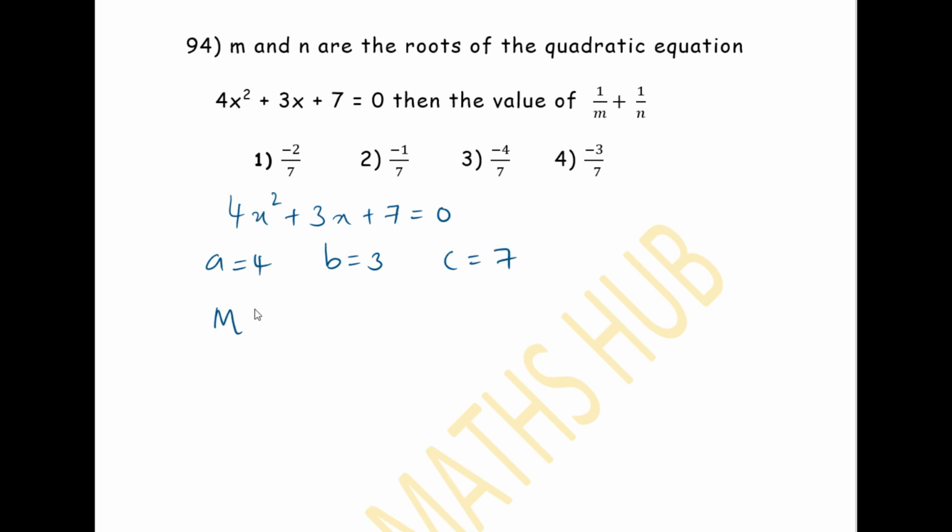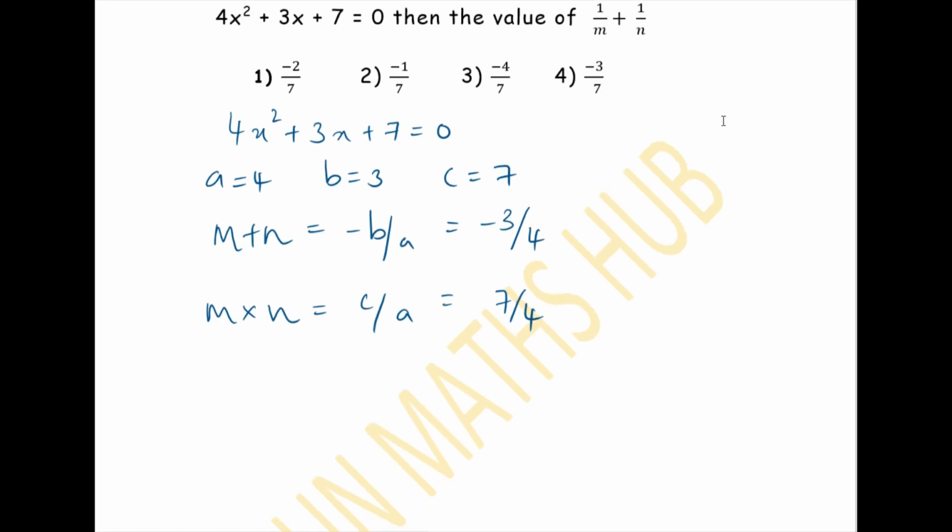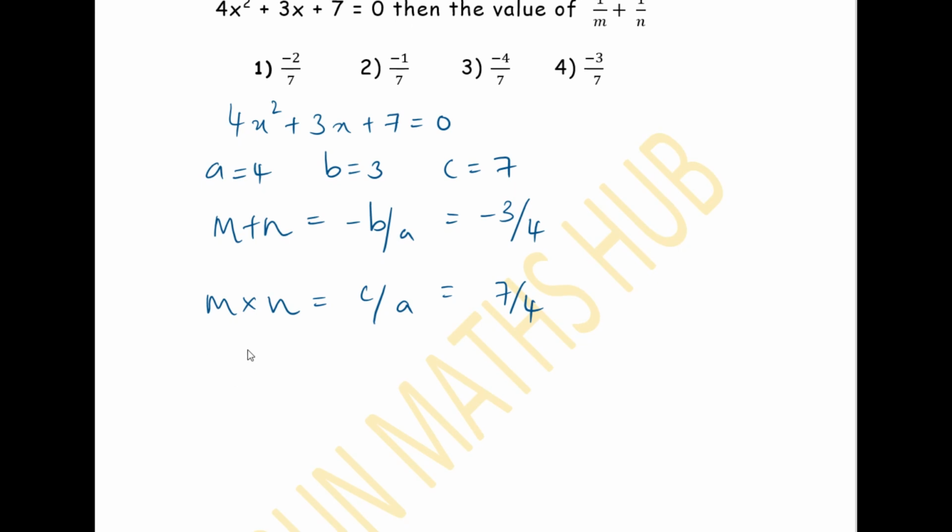Now what is sum of roots? Sum of roots m plus n is minus b by a. Product of roots m into n is c by a. Now what you get? Minus b by a is minus 3 by 4. c by a is 7 by 4. What we need to find out? We need to find out 1 by m.